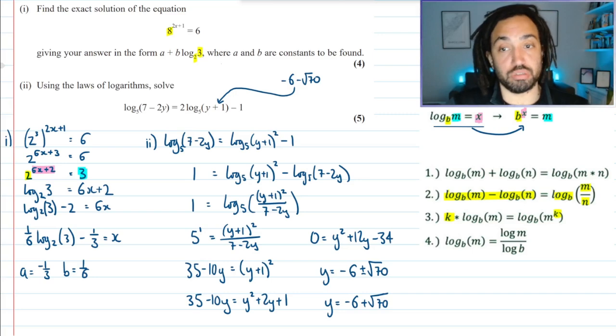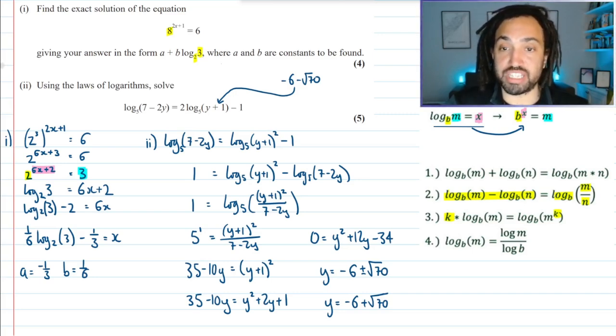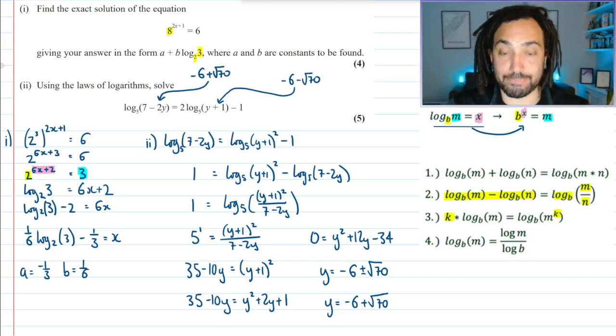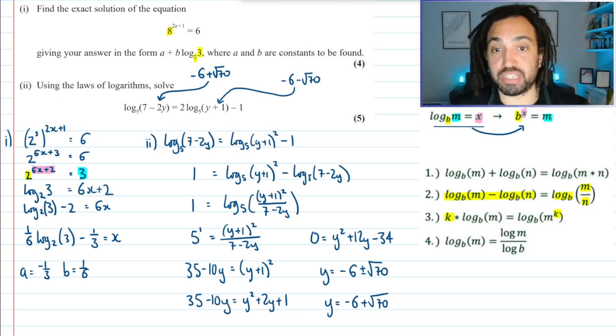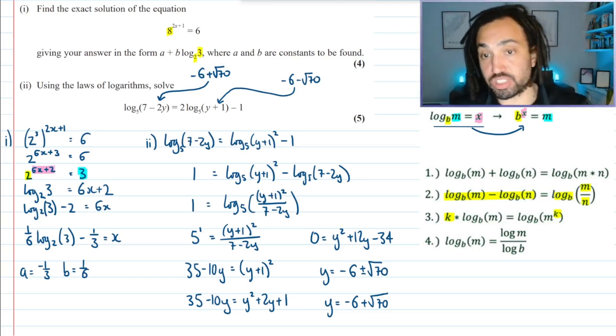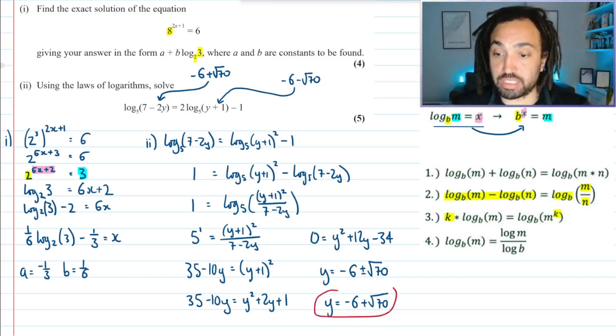And we should do our due diligence and check to make sure that if I did have that one, it does go into the other one. Like that. Okay, and I've just checked my calculator. That is a positive number when I do 7 minus 2 lots of it. So that is good. So this is our only correct solution.